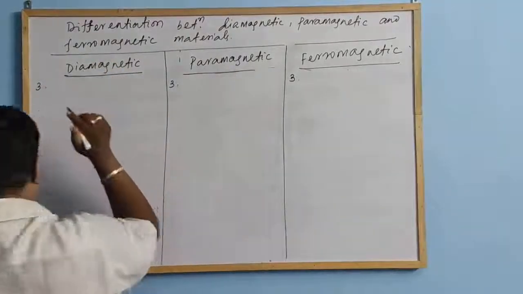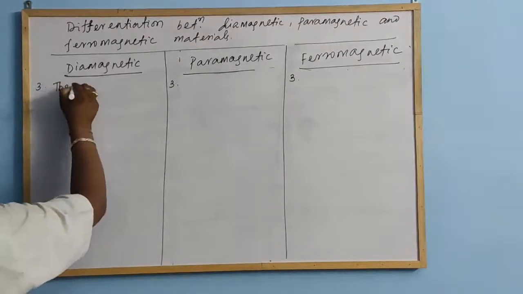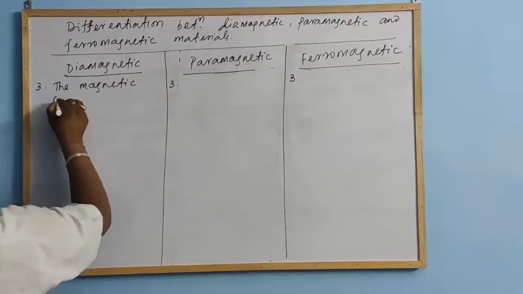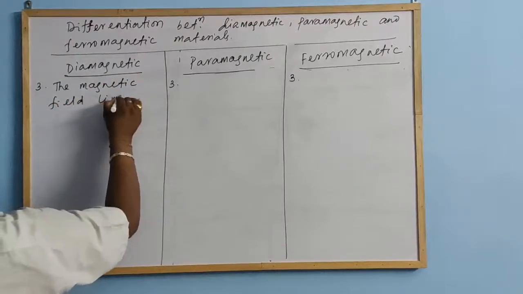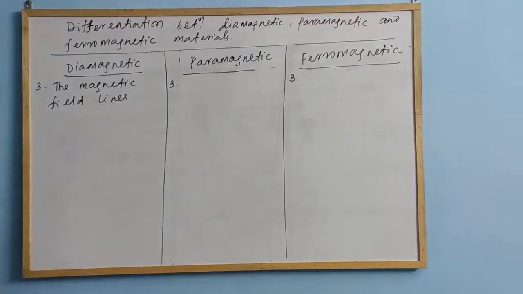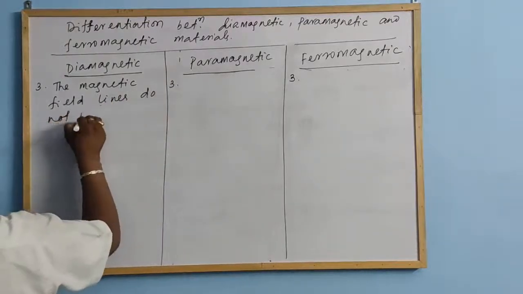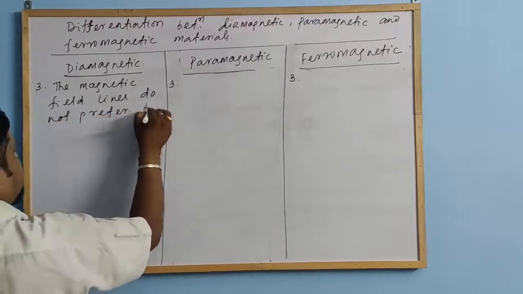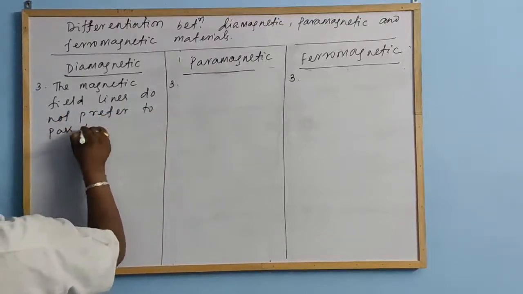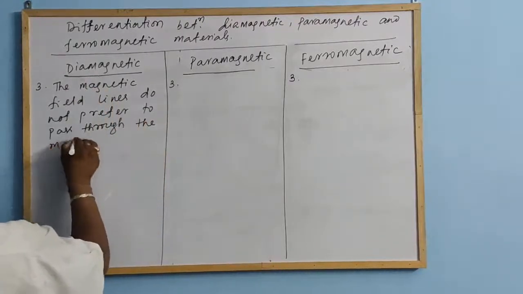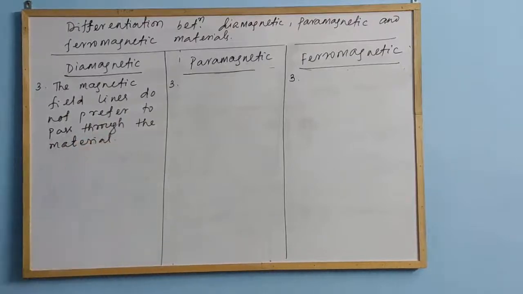Diamagnetic. The magnetic field lines do not prefer to pass through the diamagnetic material. The magnetic field lines do not prefer to pass through the material.